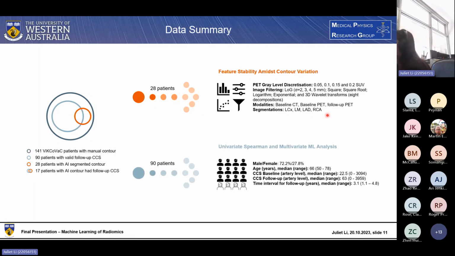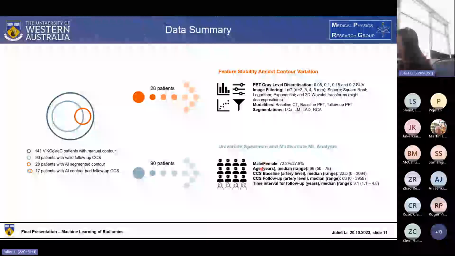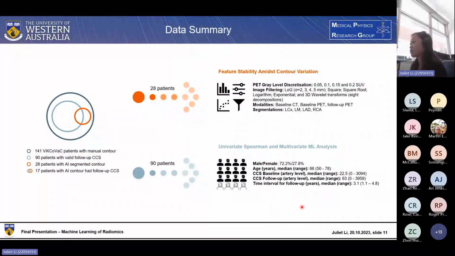We also have 90 patients with a valid follow-up calcium score that we're going to use for the univariate and the multivariate analysis. These are some of the patient information. Due to the time limitation, I'm not going to read them, but these are the percentages of gender, age, etc. for general patient information.